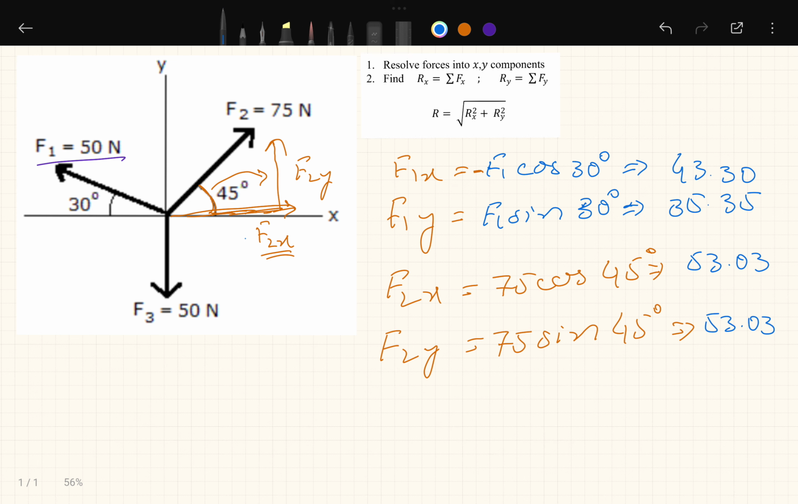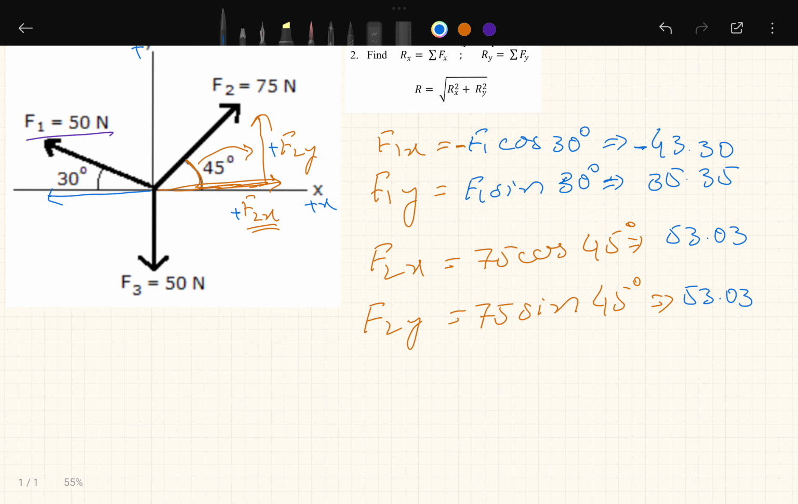Also keep in mind both will be positive because it is in the positive x direction, and the y is also in the positive y direction, so both will be positive in this case. But for the F1, the x component was negative, so just let me write it negative so that we don't forget it later on.